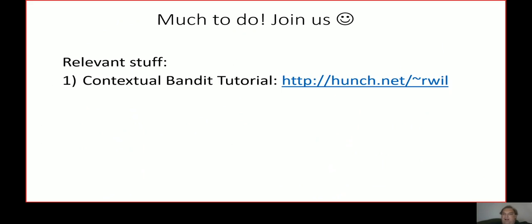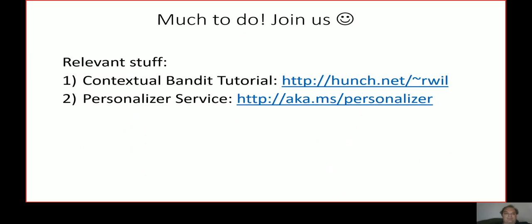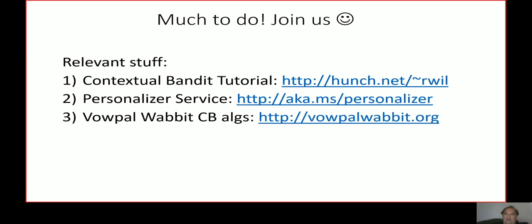All right, so I don't have time to go into great detail here, but if you're interested in more details about contextual bandits, there's a tutorial that Alekh Agarwal and I did in 2019, which I recommend taking a look at. If you're interested in the Personalizer service, that's available at this URL. And then if you're interested in the algorithms behind the Personalizer service and in general implementations of contextual bandit algorithms, Vowpal Wabbit has become a repository for a large number of different contextual bandit algorithms.